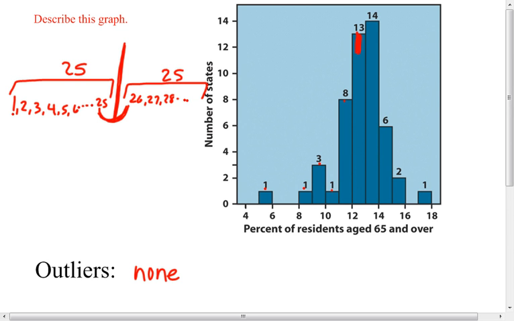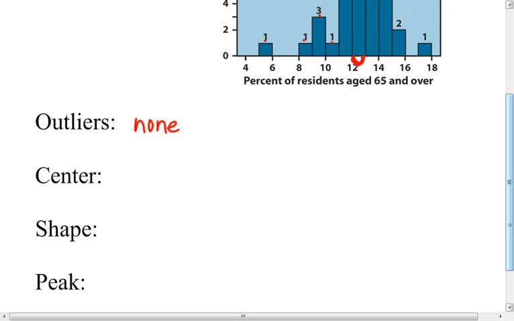I don't know what it is. I don't know the exact percentage. I know that it's somewhere between 12 and 13%. That's all I can tell you. Okay, so your center is between 12 and 13%.